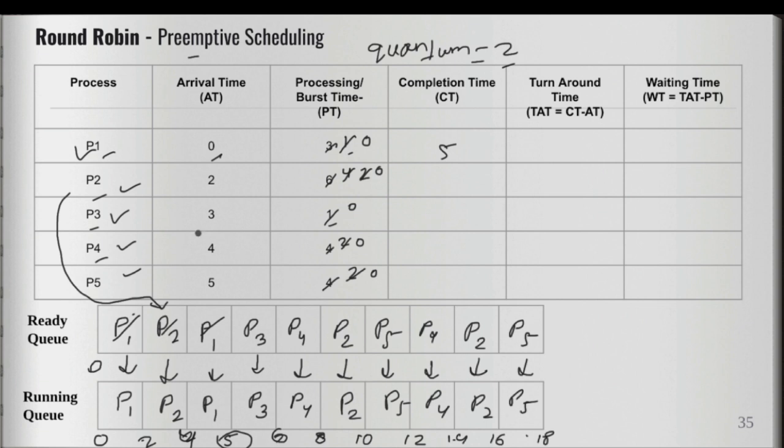Completion time is 5. When did P2 complete? So let's check it from behind. Here it is, P2 at 16. So we put 16 over here. Similarly, what time did P3 complete? So P3, let's check it from behind, from the right hand side. That's 6. So we put 6 here. P4, 14.